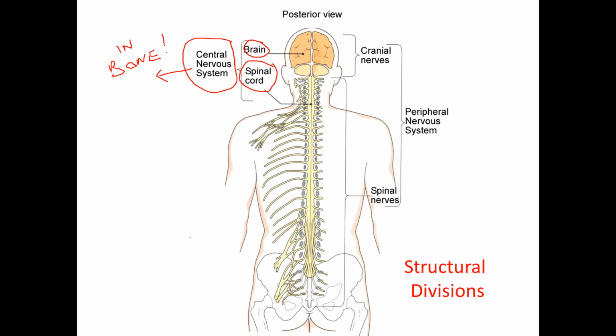So the brain is found inside the cranium and the spinal cord is found in the vertebral column. Everything that's outside of that is known as the peripheral nervous system. And structurally, we can see two different types of nerves coming out of the central nervous system, the cranial nerves and the spinal nerves. But we will look at those later. Okay? We'll have a bigger look at the structure of these in a few slides' time.